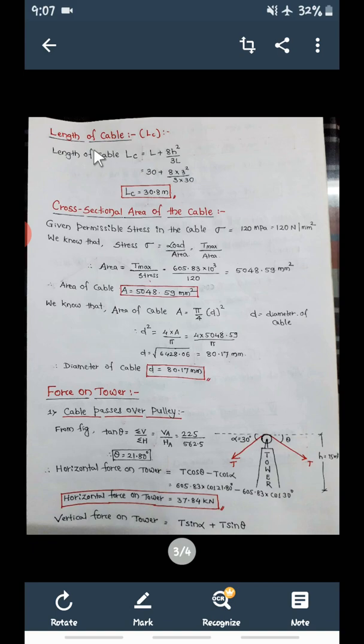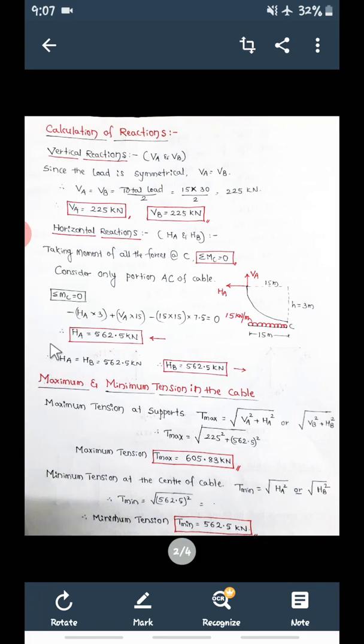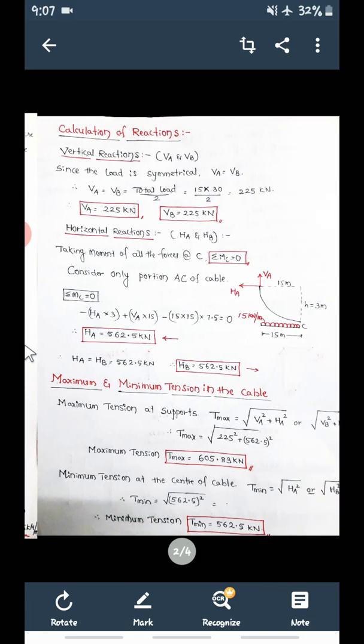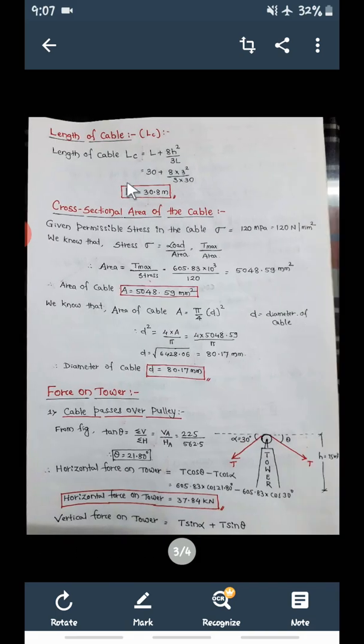Next, the length of the cable. Another quantity they have asked is the length of the cable. So the length of the cable means, this is not the length, this is the span. The length of the cable is this, from A to B. This will be the length of the cable. Okay, so what is the expression for the length of the cable?